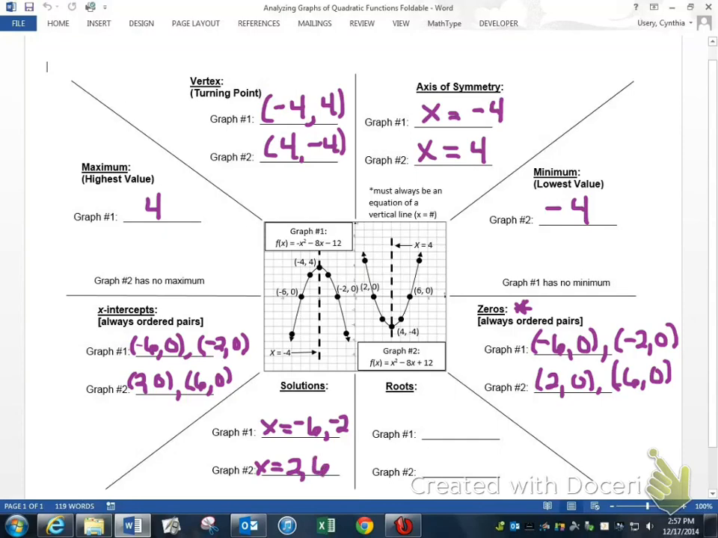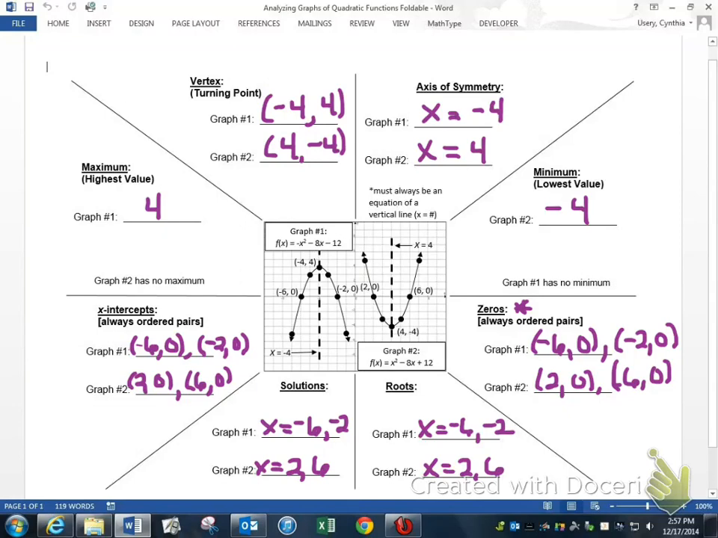Okay, roots are exactly the same thing as solutions. You write them the same way, they're just called roots. Roots and solutions are 2 different words for the same thing. So on graph number 1, our roots are -6 and -2. On graph number 2, our roots are 2 and 6. And that's all there is to it.